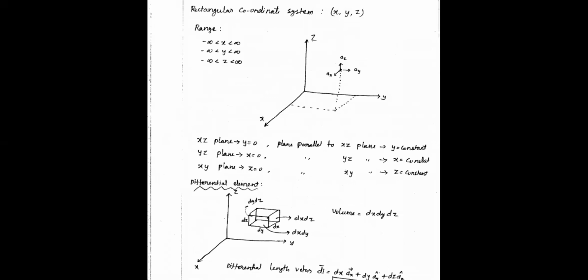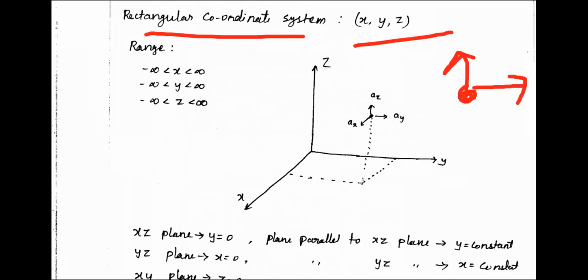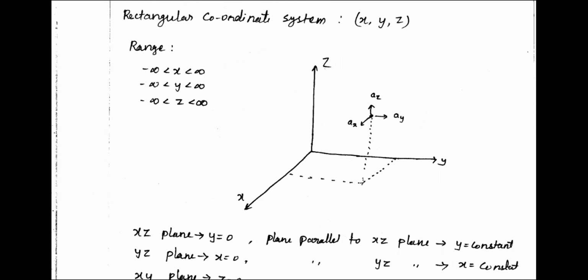Clearly given for a particular coordinate system, say the rectangular coordinate system x, y, z, at any point if you take some point, what will be your unit vector? This is very easy because you are very familiar with this coordinate system. So these are the unit vectors, and the range they gave is minus infinity to plus infinity.